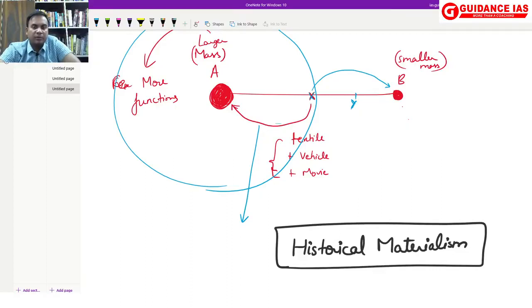Such type of tendency has been referred to as historical or structural determinism. Referred to as historical or structural determinism. Okay. Now this is clear.